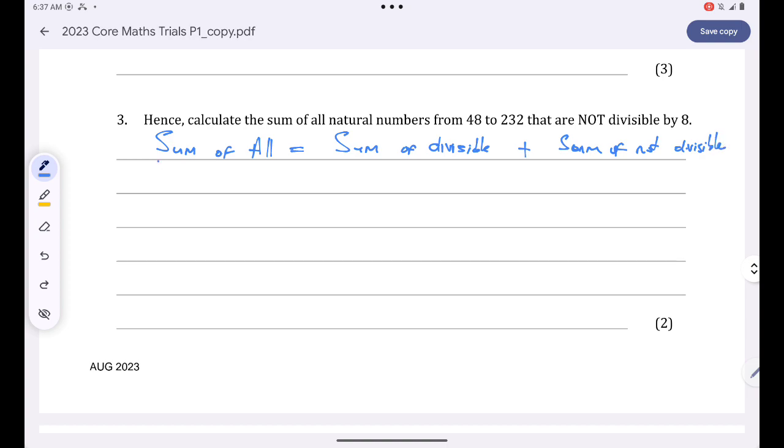Because in all the natural numbers, guys, from 48 until 232, we have two categories. Some numbers are divisible by 8, whereas other numbers are not divisible by 8. Are you together? But they just want us to find the sum of the numbers which are not divisible by 8.